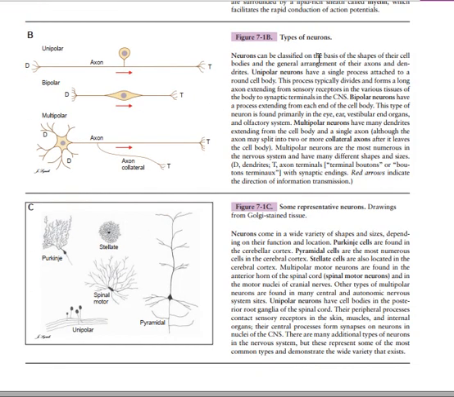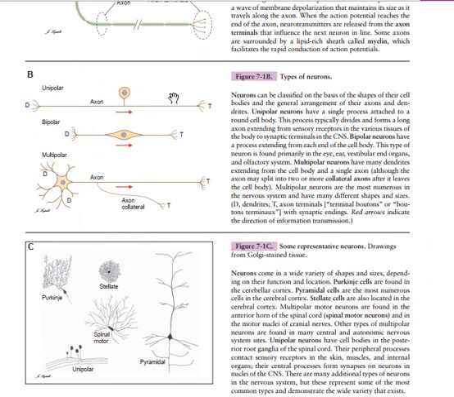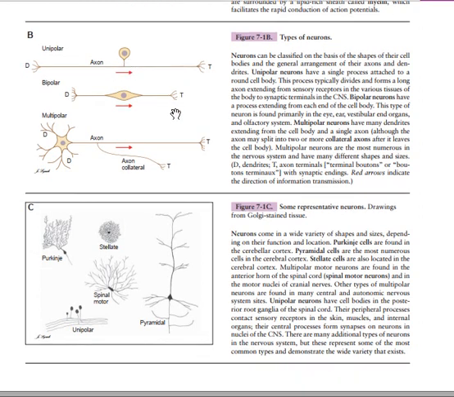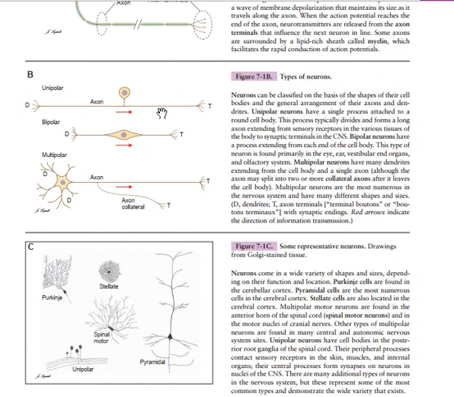Now let's list some types of neurons. There are three main types: unipolar neurons, bipolar neurons, and multipolar neurons. In the unipolar neurons, the cell body is not in direct contact with the axon. We have a stalk or a cell process that is connecting the cell body with the axon, and this is usually specific for somatic sensory nerves.